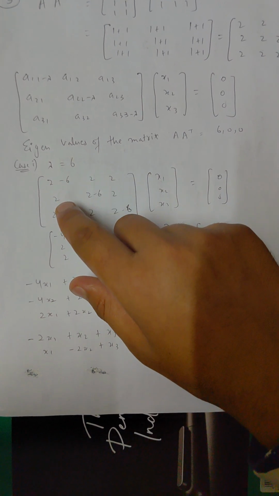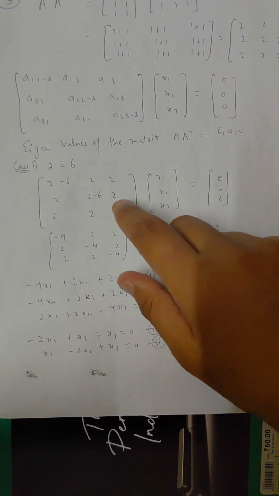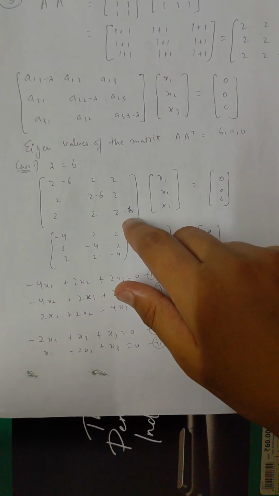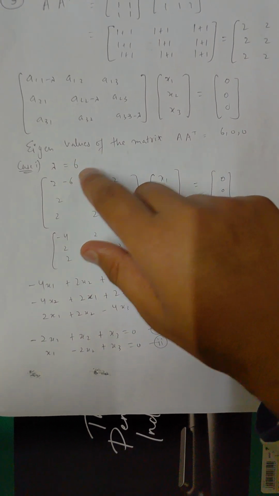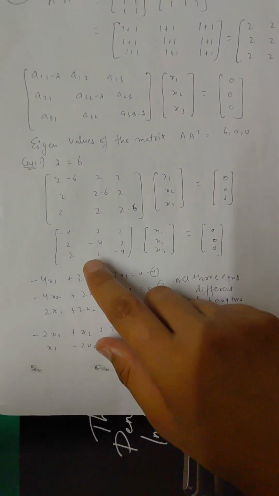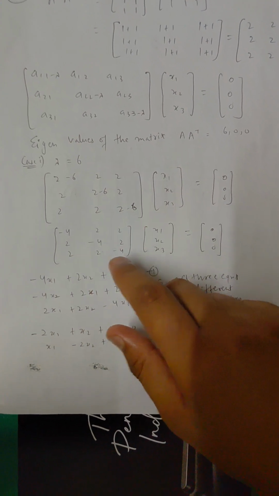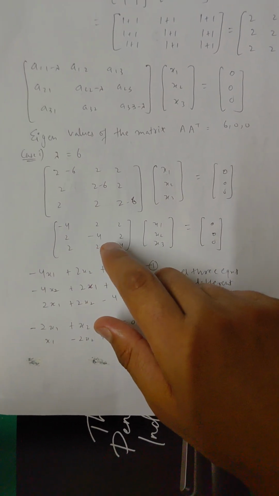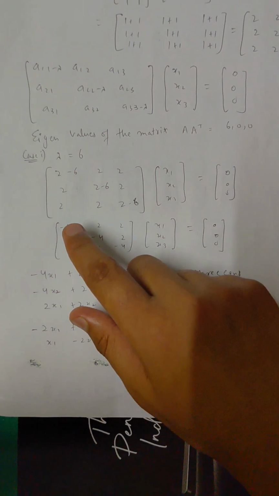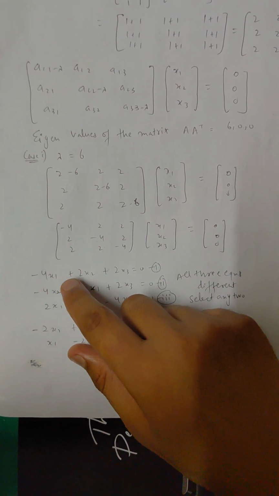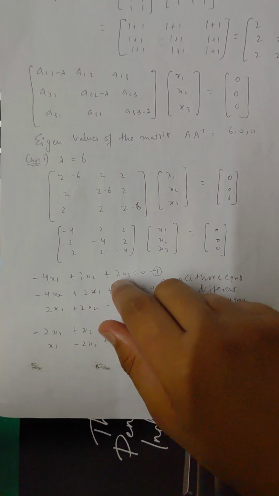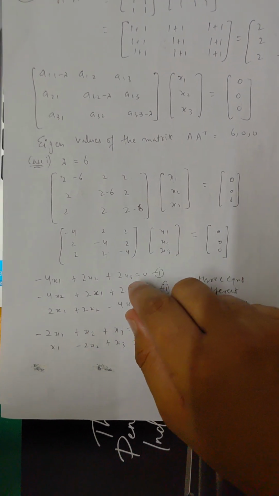For case 1 we will take again the A transpose matrix. The diagonal values we have to take minus 6, because we have to subtract the lambda value. After doing the subtraction, you will get minus 4 here and multiply it with the vector. So minus 4 into x1 is minus 4x1, 2 into x2 is plus 2x2, and 2 into x3 is 2x3.